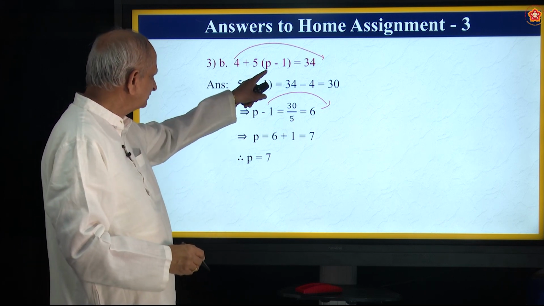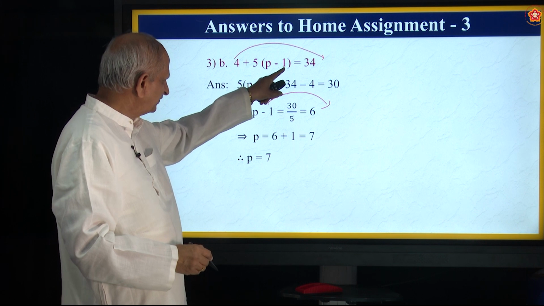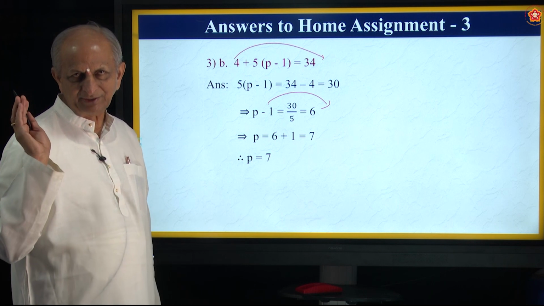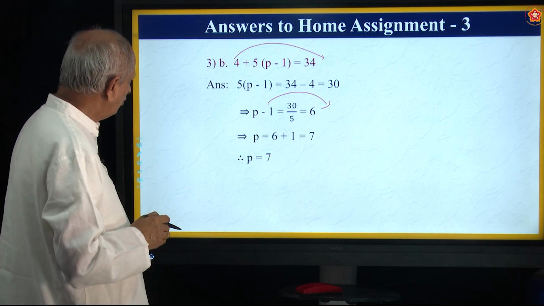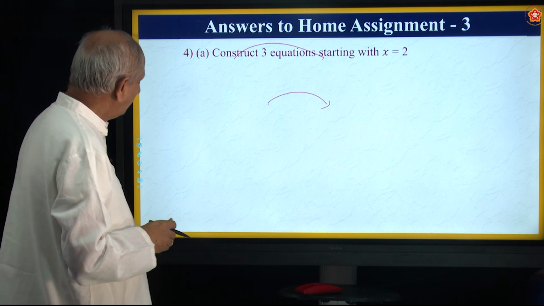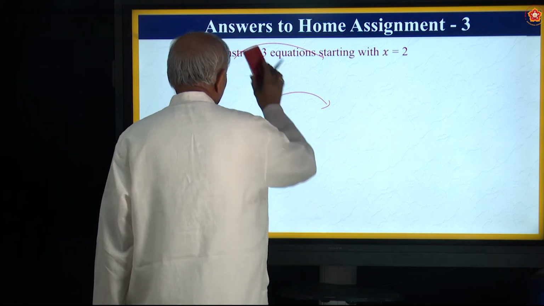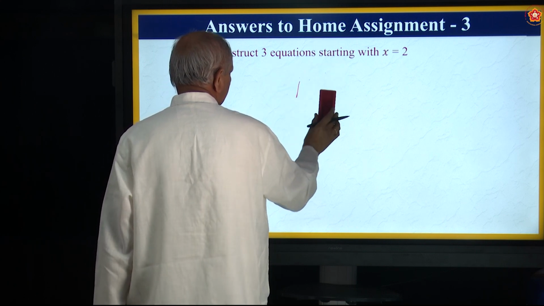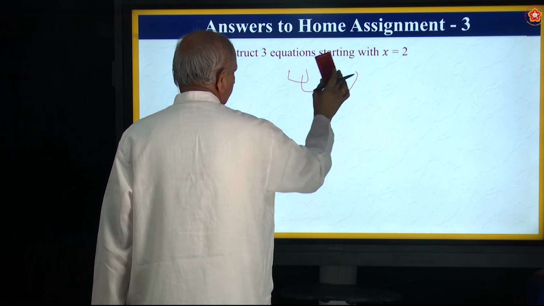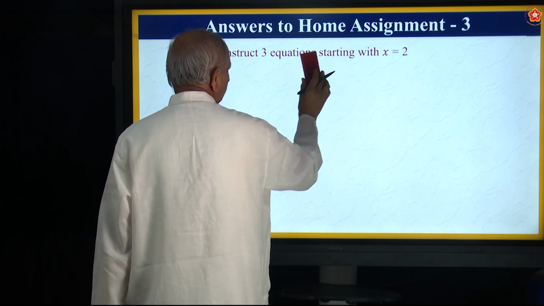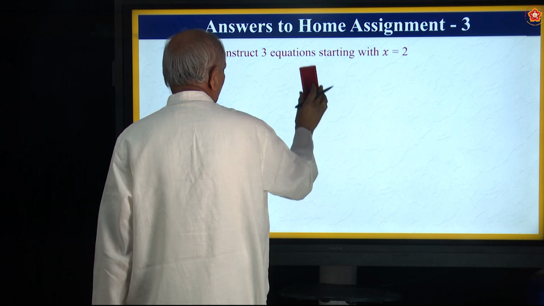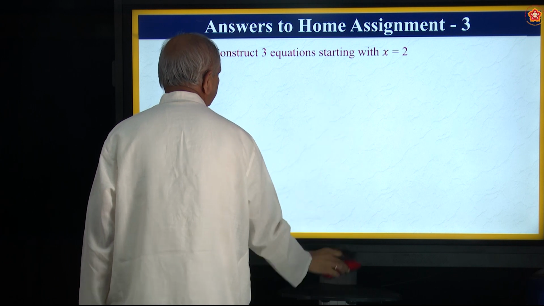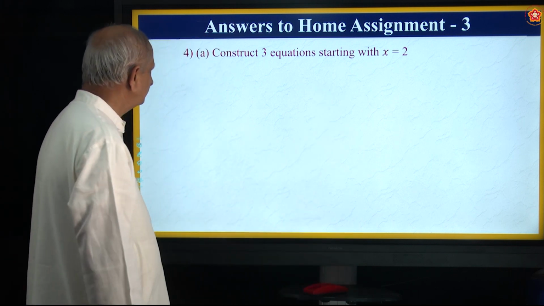Suppose you apply it here. 7 minus 1 is 6, into 5, 30, plus 4, 34. So the answer is correct. So these are the home assignment. And the last question here: construct 3 equations starting with x is equal to 2. So starting with x is equal to 2, you have to construct 3 equations.